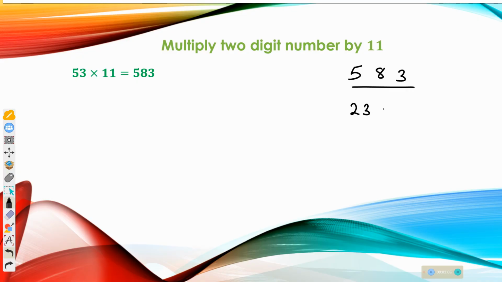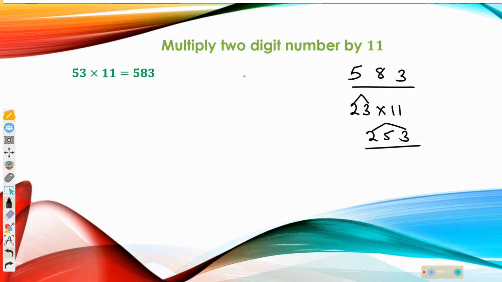Let us try another number. We are multiplying 23 with 11. What is the answer here? Simply write 2 and 3. Then add 2 with 3. When you add 2 and 3, you get 5. This is your answer. You will get this actually in less than 1 second.